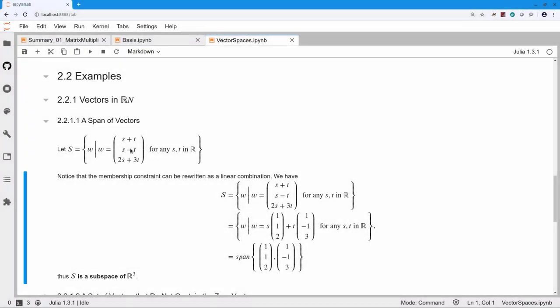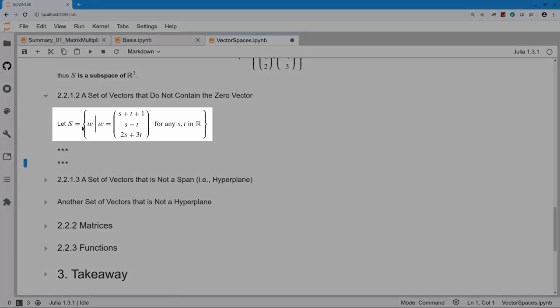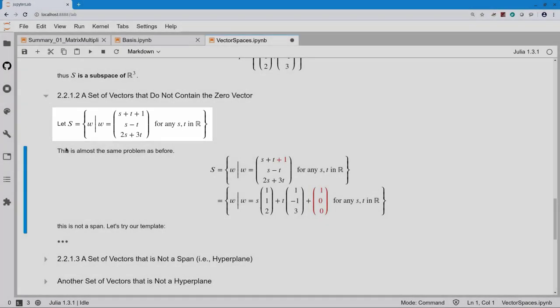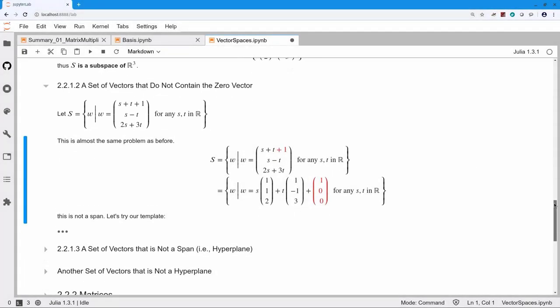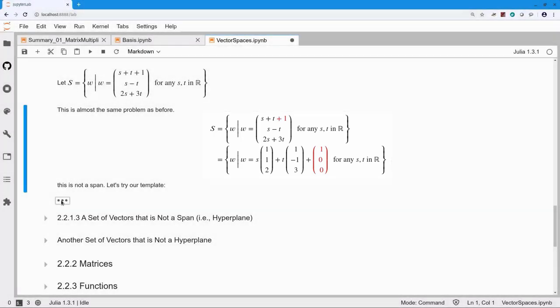How about another example? This one is very similar to the one I had before, namely S is the set of W such that W looks like this. The difference between this example and the previous one is I've got this plus one sitting over here. And so when I try the same idea of writing it as a span, that plus one causes this extra constant vector sitting over here. So it no longer looks like a span, not a span.